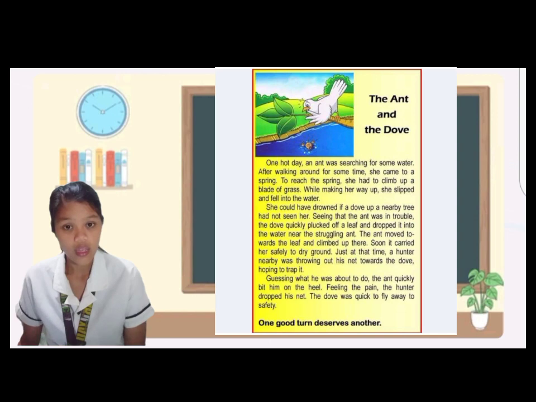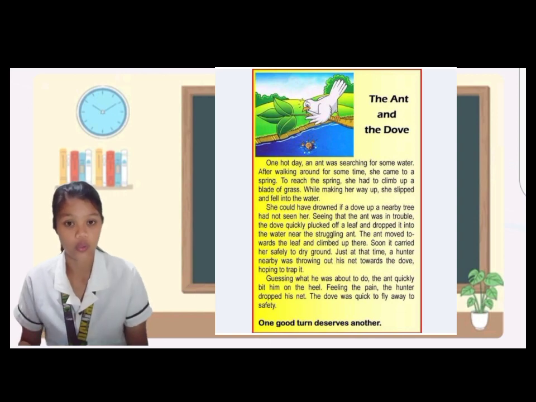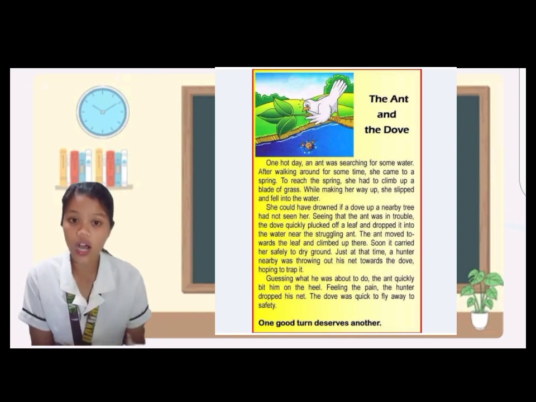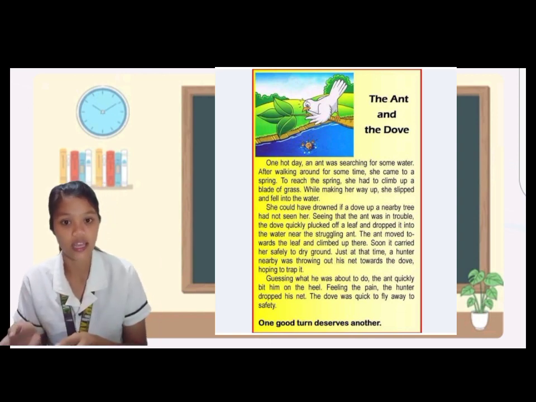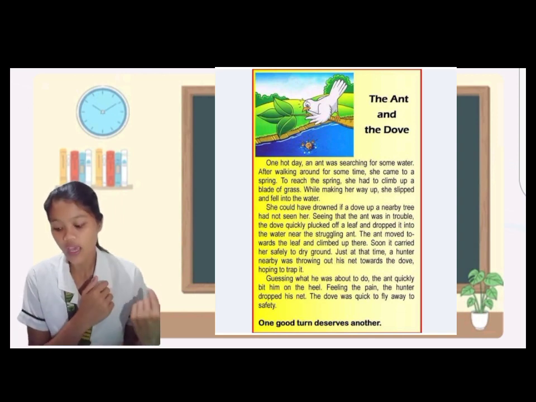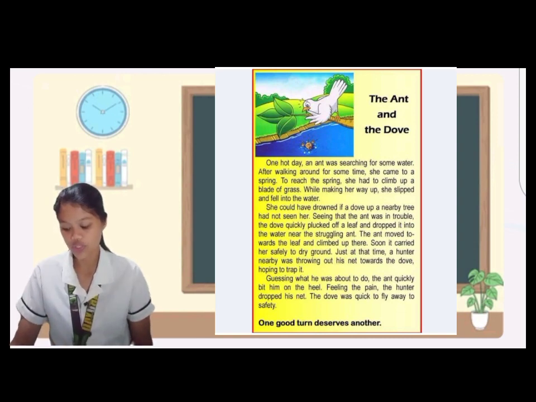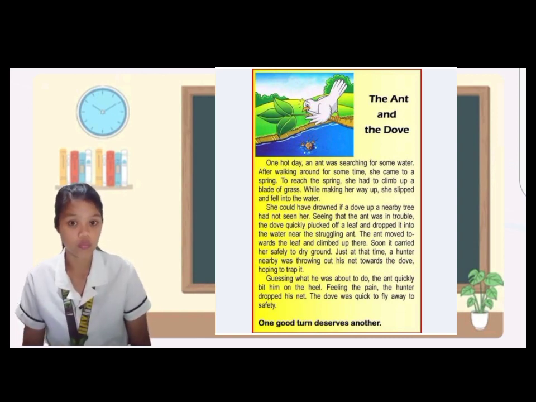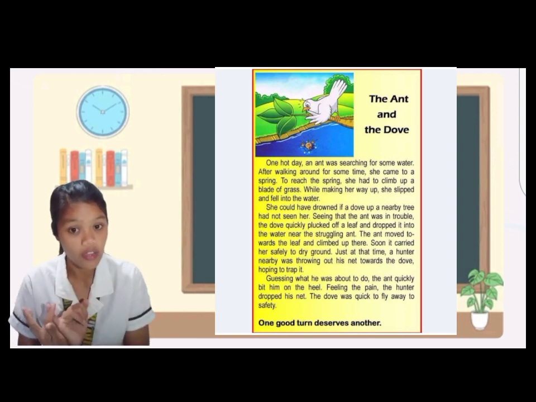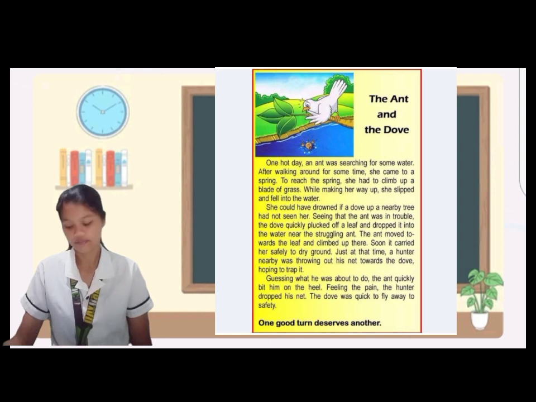Okay. The dominant idea of the story is helping each other. Okay, because the dove help the ant, and the ant help the dove back. Okay. So characters. Who are the people involved? Who are the characters? The dove and the ant. Okay, the dove and the ant.